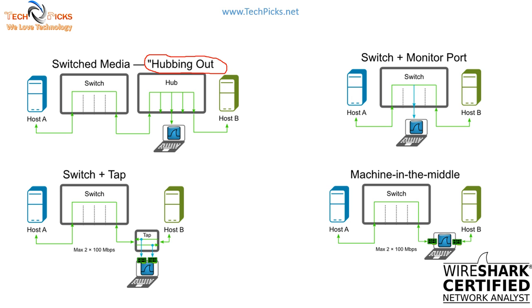What hubbing out means is, if you have a switch and you connect a hub into the switch, and then you connect host B into the hub, and you connect your Wireshark machine into the hub, everything coming from the switch to the hub will be forwarded to all the ports and then sent to host B and your Wireshark machine. So you will see all the traffic coming from the switch to the hub and to host B, and you can analyze it.